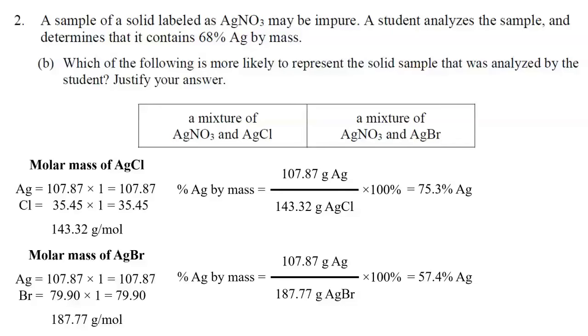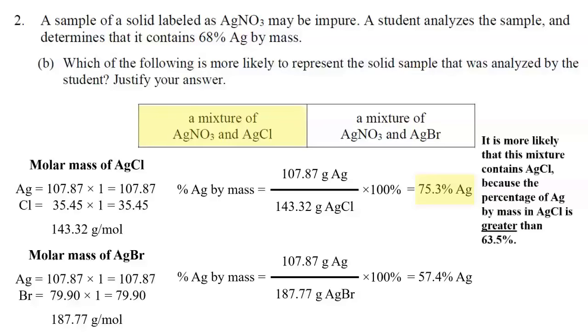Remember, we're looking for which of these mixtures would be more likely to represent the sample that was analyzed by the student. Since the percentage of silver in this particular mixture is greater than what it would be for pure silver nitrate from part A, it's greater than 63.5%, then we're looking for what would cause the percentage to be too high, not too low, but too high.